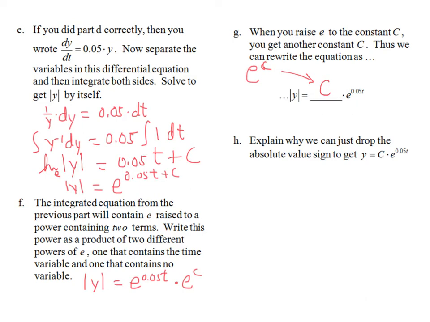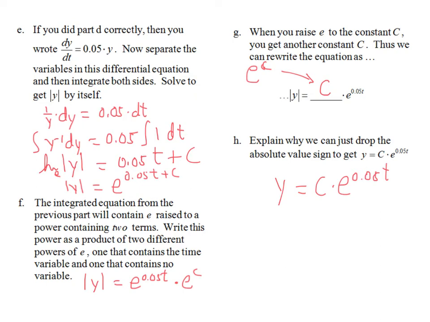Therefore, I think we can argue that we could just drop the absolute value and just call it y equals c times e to the 0.05t. Okay, no matter what you plug in for t, this side's going to have to be positive, so therefore our y is going to end up being positive anyway.